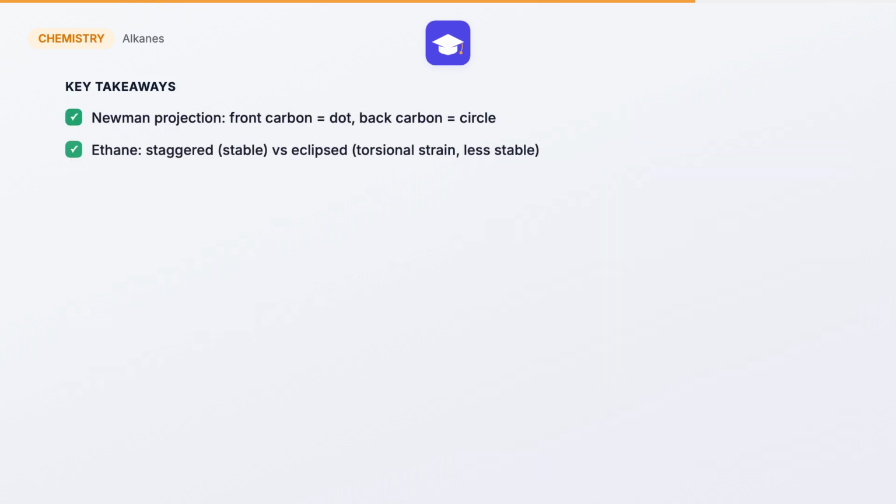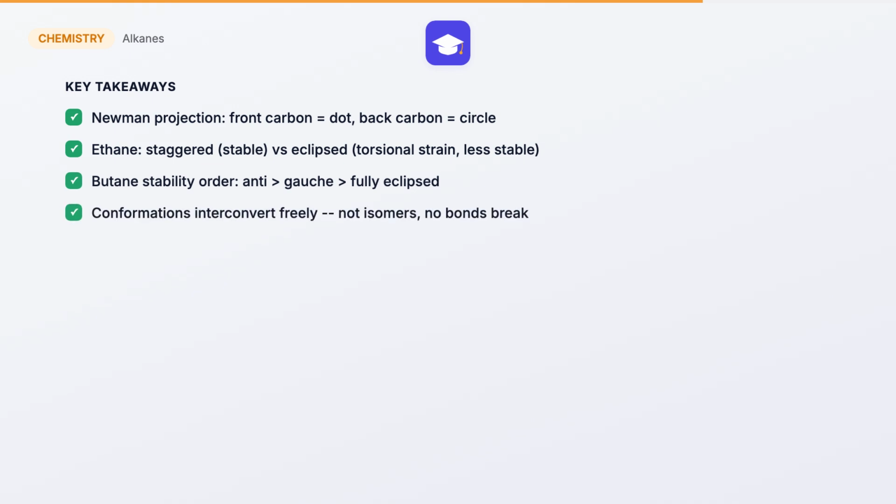Let's recap. A Newman projection views a molecule down 1 C-C bond, front carbon as a dot, back carbon as a circle. Ethane's staggered form is more stable than its eclipsed form due to torsional strain. Butane adds steric strain from its methyl groups, giving 4 conformations, with anti as the most stable, when the methyls sit 180 degrees apart, gauche as intermediate, and the fully eclipsed methyl-methyl form as least stable.